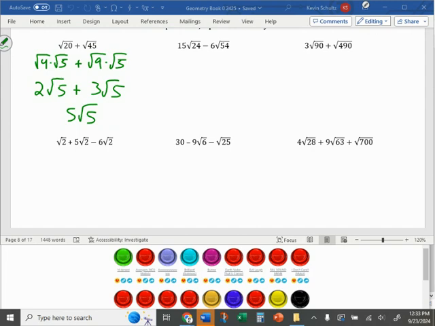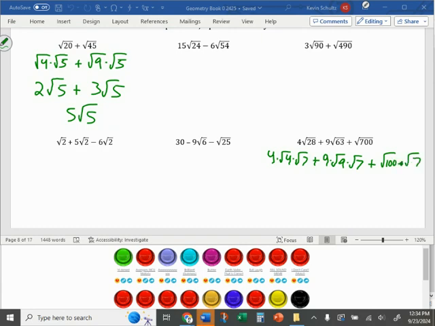So 4 root 28 plus 9 root 63 plus root 700. We'll start with the root 28. What are our factors here? 4 and 7. So 4 times root 4 times root 7. What are my factors for root 63? 9 and 7. So 9 times root 9 times root 7. And what do we get for root 700? What are my factors here? 100 and 7. So root 100 times the root of 7.